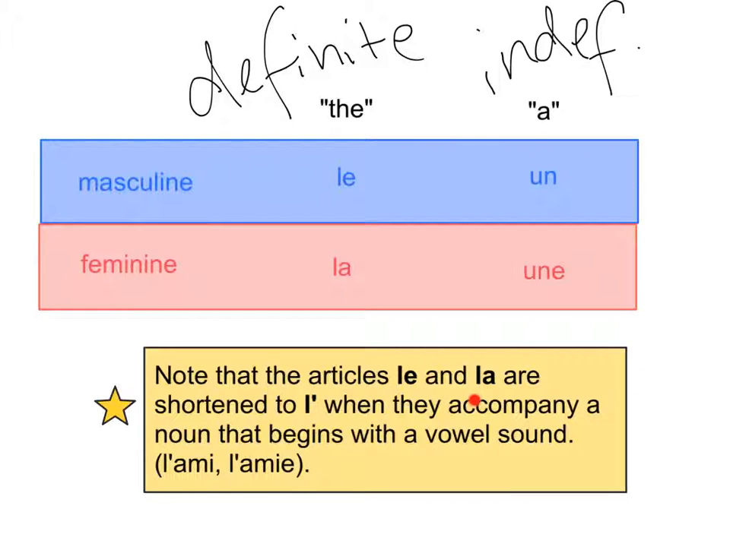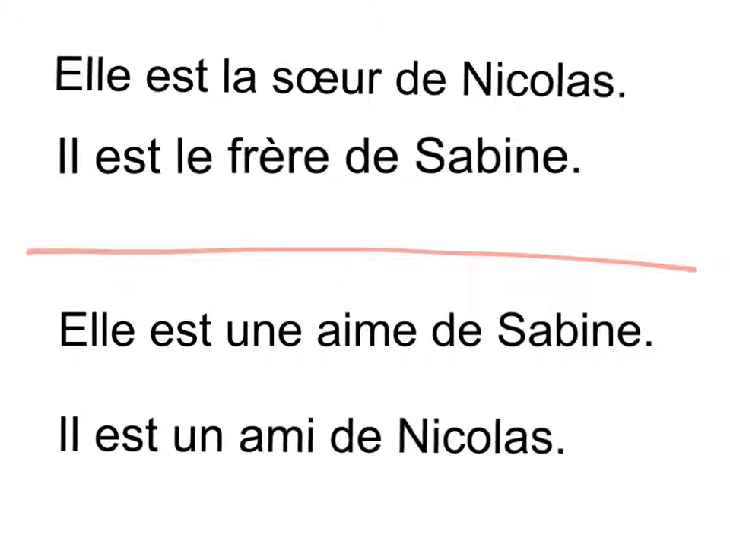All right. And then we have a little note here. The articles le and la, the definite articles, are shortened to l' when they accompany a noun that begins with a vowel sound. You saw on the previous slide, for example, l'ami. The word ami in both of its forms starts with the letter A, which is the vowel sound. So instead of saying le ami or la amie, we're just going to contract it. L apostrophe, l'ami.